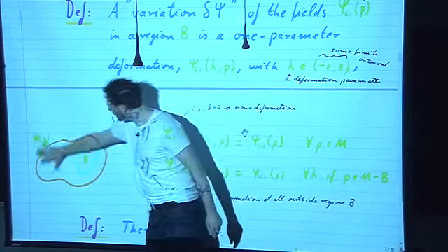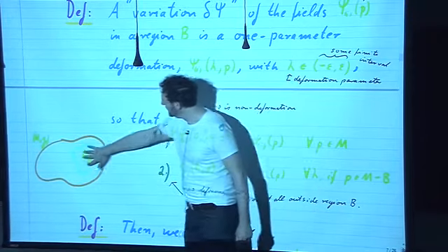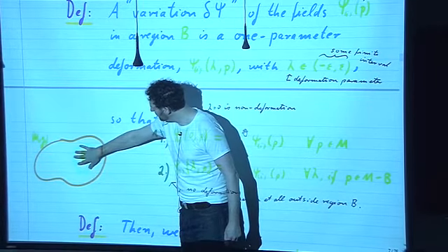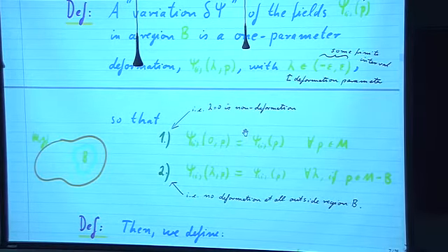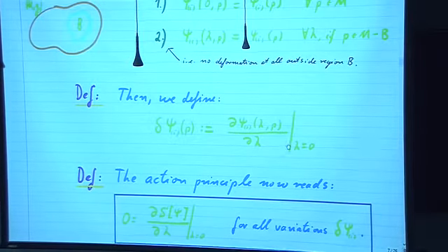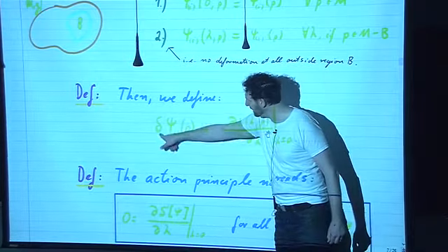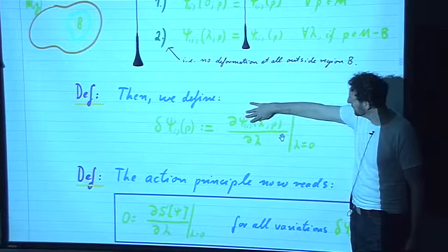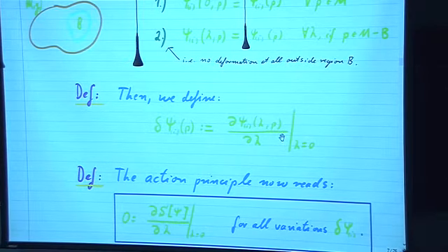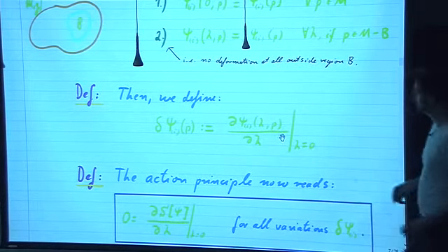Okay, so we have the overall manifold, and then we have a finite region B, and as we run through various values of lambda, in B, the given field may change, but only in B. And if lambda is equal to 0, we are not changing. Okay, and then we define the variation of psi, this symbol, delta psi, to be simply the ordinary derivative of the field with respect to lambda at lambda equal to 0. So that's how much it's changing with respect to lambda around the point of no change.